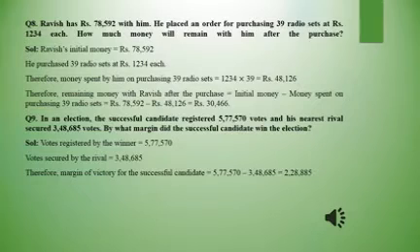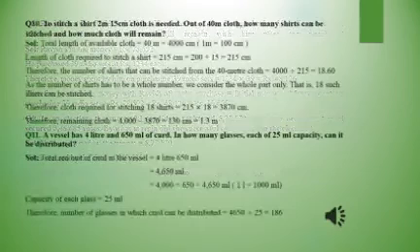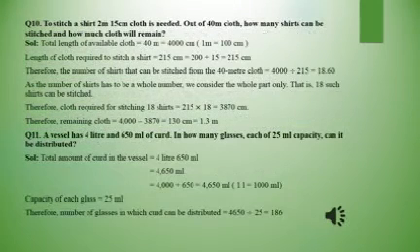So it would be 5,77,570 minus 3,48,685, which comes out to be equal to 2,28,885. Thus, the successful candidate got 2,28,885 votes more than his rival, who only got 3,48,685 votes. So our question number 10 is: to stitch a shirt, 2 meter 15 centimeter cloth is needed.